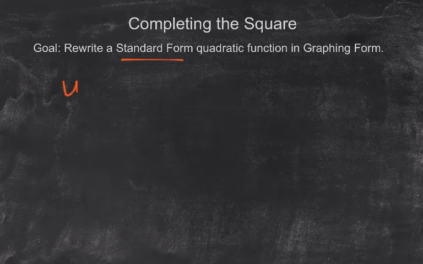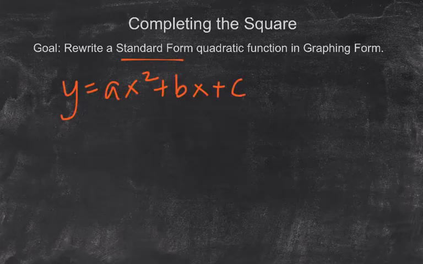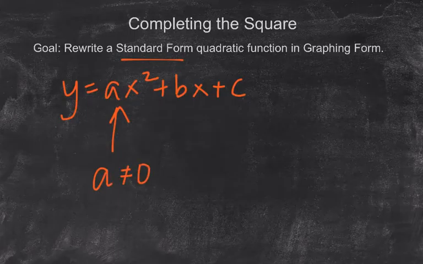So standard form is y equals a times x squared plus b times x plus c, where a, b, and c can be anything, although a cannot be equal to 0, or else we would lose our x squared term and it wouldn't be a quadratic anymore.